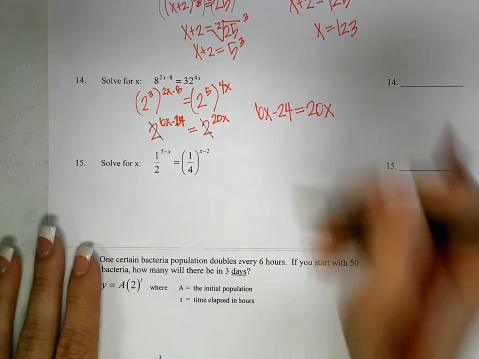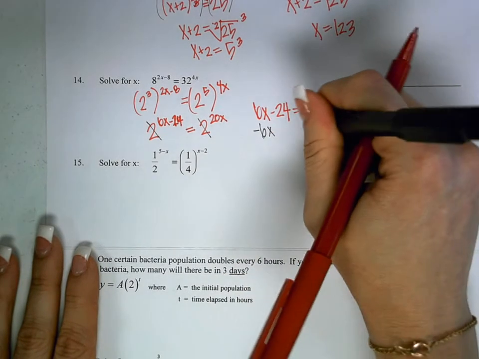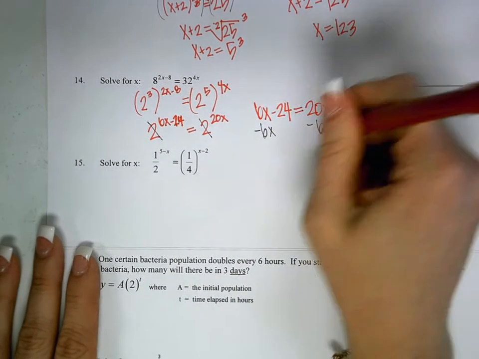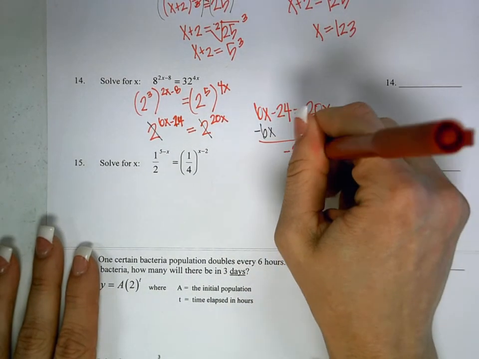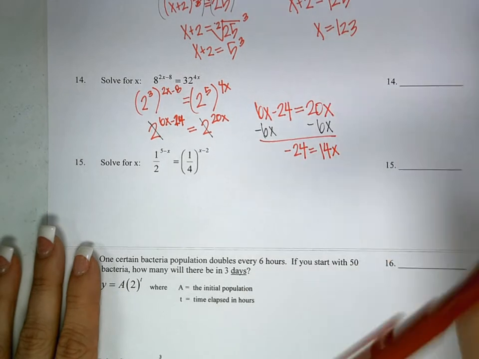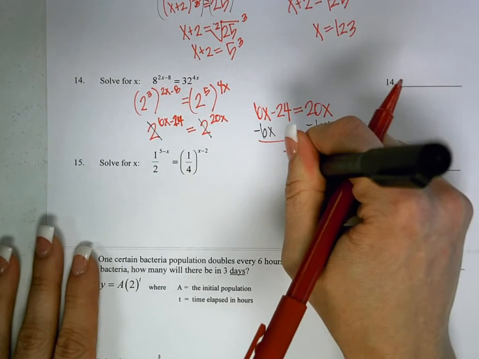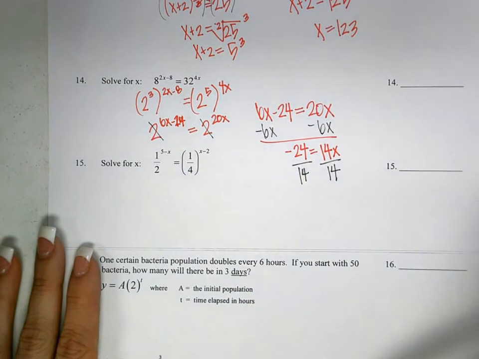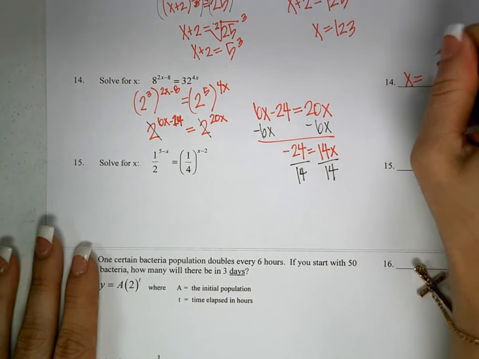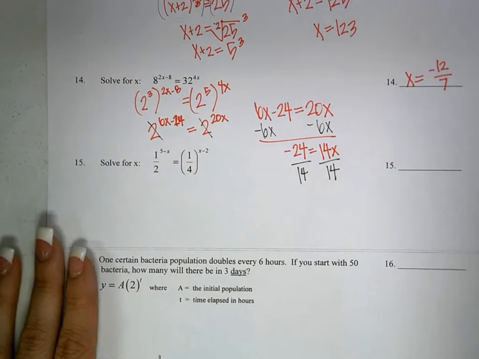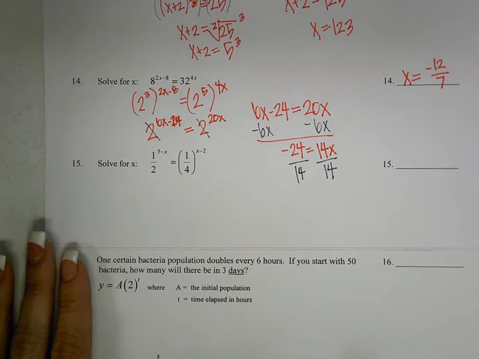If you subtract 6x from both sides, that leaves us with negative 24 equals 14x. Divide both sides by 14. And if you reduce, we should get x equals negative 12 over 7. So just reduce.